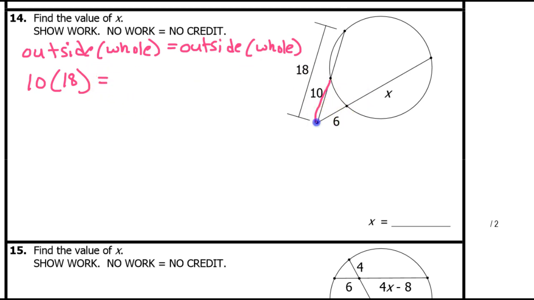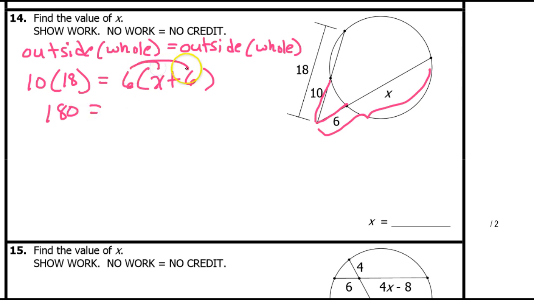Now, looking at the other segment, the outer part is this 6, so I'm going to put 6 for the outside part. Now the whole thing is all of this, so this is going to be X plus 6. A common mistake is to put 6X, but that would be 6 times X. You have to add these together to make the whole. It has to be 6 plus X or X plus 6. Anyway, 10 times 18 is 180.